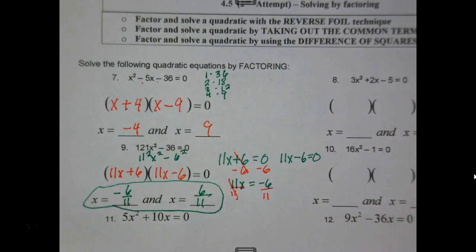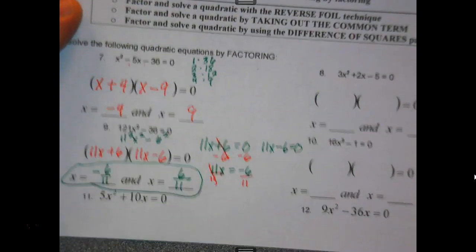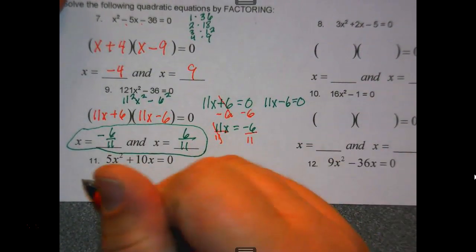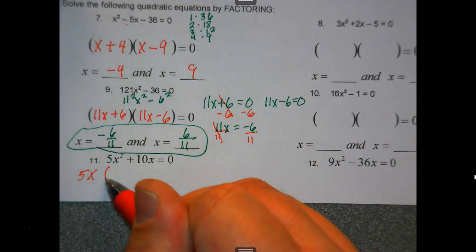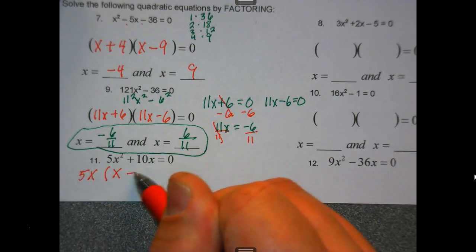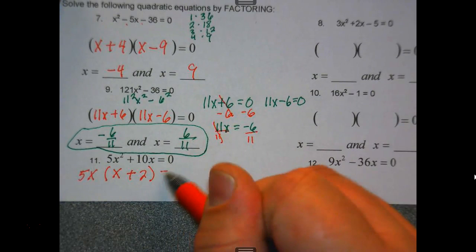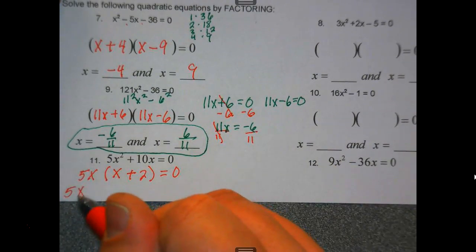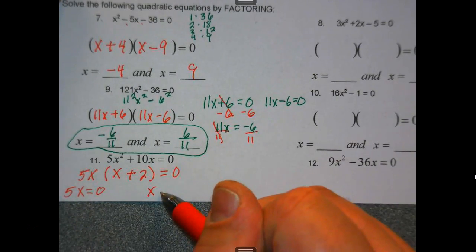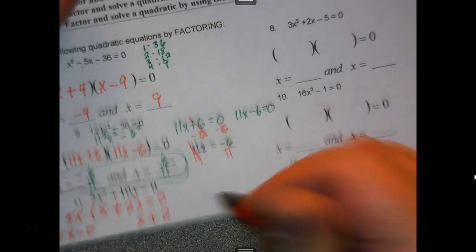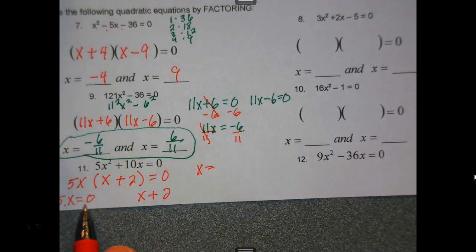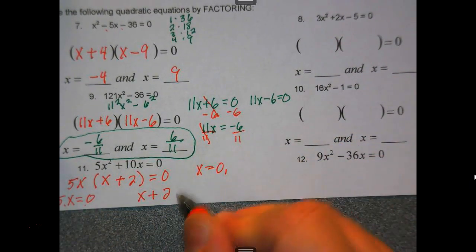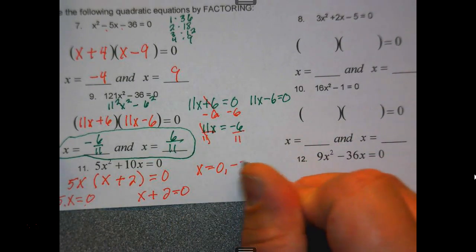So let's continue on. Number 11. What's the first thing I have to do? Take out a 5. Anything else? I can take out an x. I'm left with x plus 2. Each one of those equal to 0. And what is my, I think the stuff's on the back. So what is my x equal? Divide by 5, x equals 0. Subtract 2, negative 2.